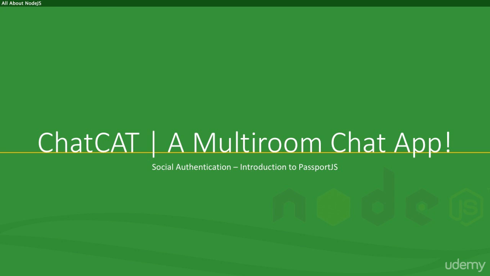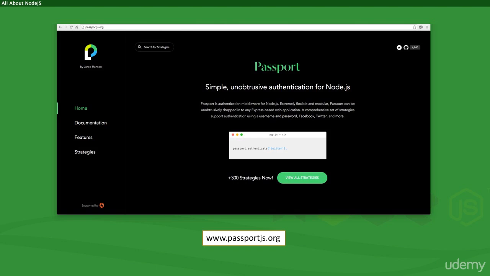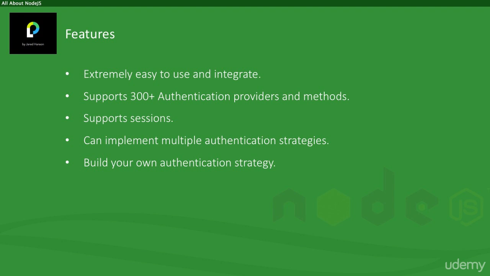Implementing social authentication is really straightforward when it comes to Node.js, thanks to a fantastic module called Passport. Built by Jared Hanson, Passport is an incredible authentication enabler that is not only easy to use, but allows developers to pick and choose from over 300 authentication providers and strategies.